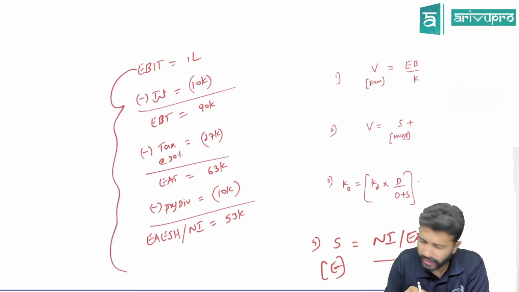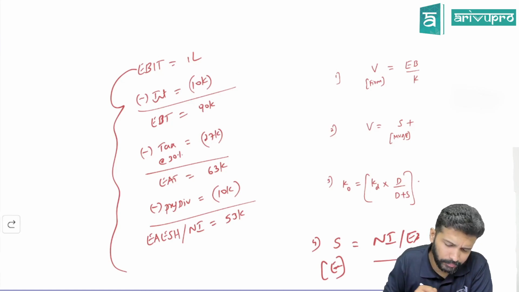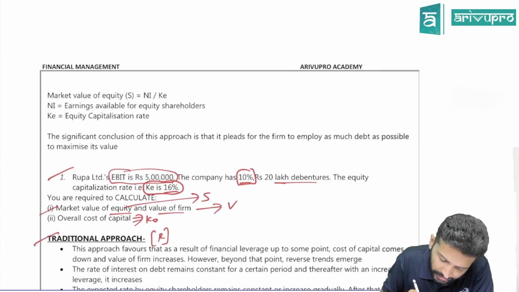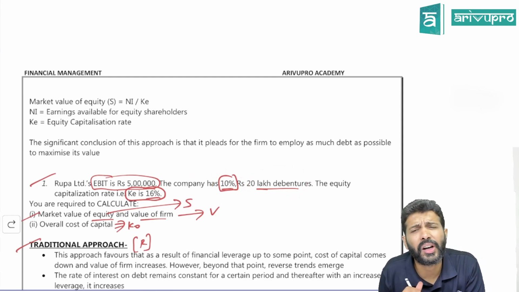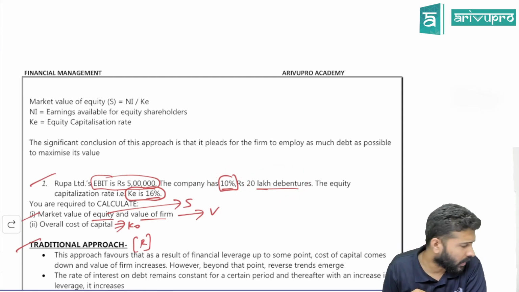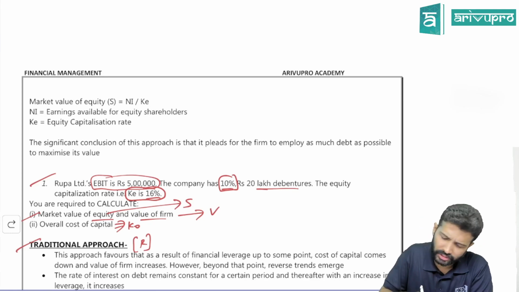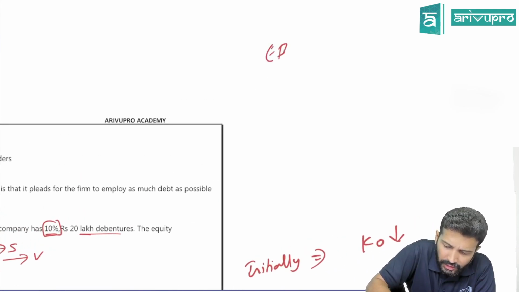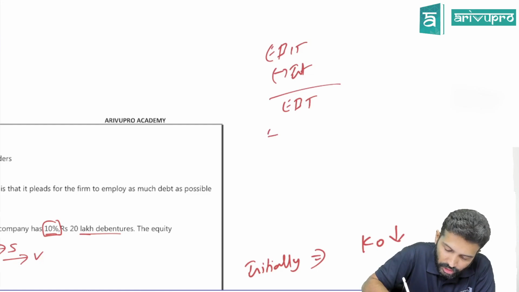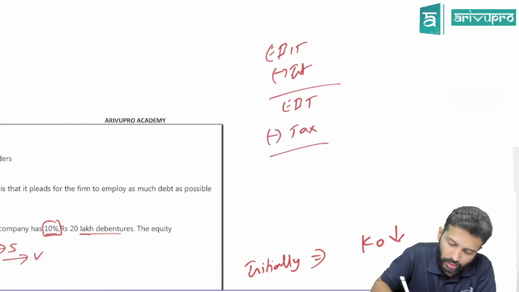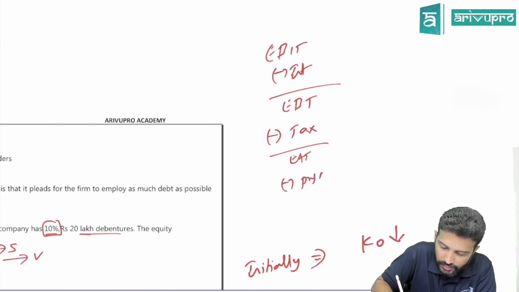Yes or no? Has the interest rate been given? Yes, 20%. Has the value of debentures been given? Yes, 20 lakh. So can't you find interest? Yes. So basically we need EBIT. From EBIT, if you deduct interest, you get earnings before tax. From this you deduct tax, and you get earnings after tax. From this, if you deduct the preference dividend, you get the EPS.